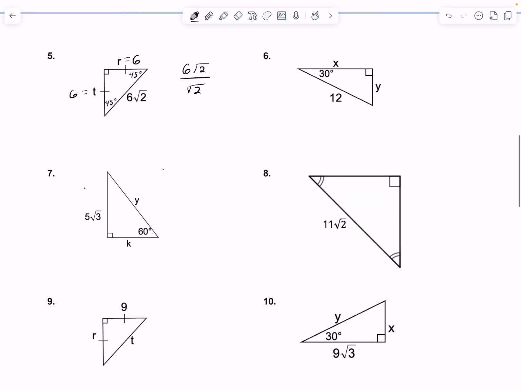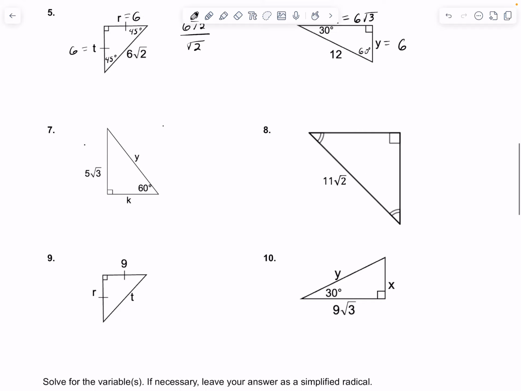Go to number 6. All right, they're giving us the hypotenuse this time. So I'm going to find Y first, since that is across from my 30 degree angle, which is half the hypotenuse. So 12 divided by 2 is 6. This 60 degree angle across from that is X, which is going to be my small angle times the square root of 3.